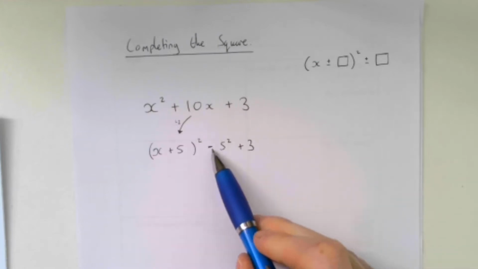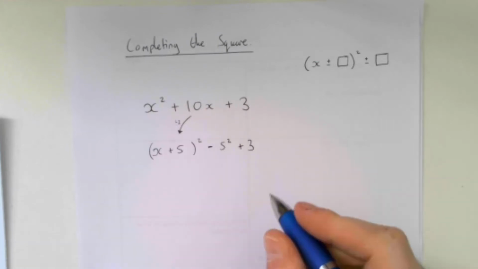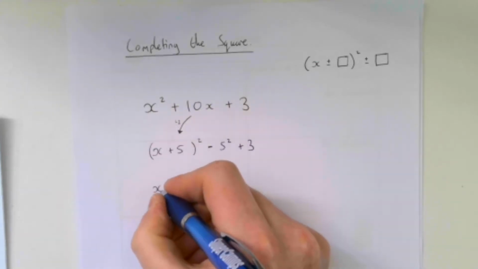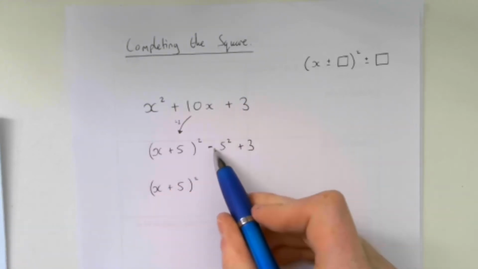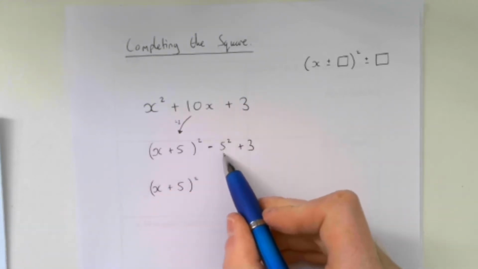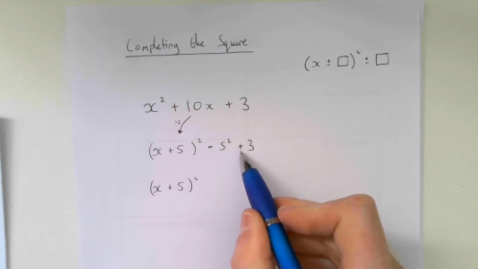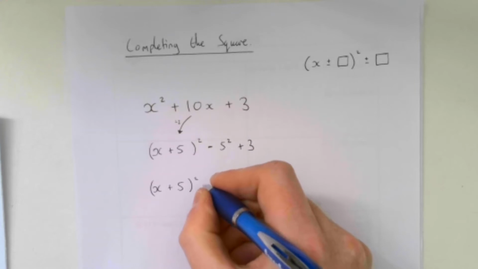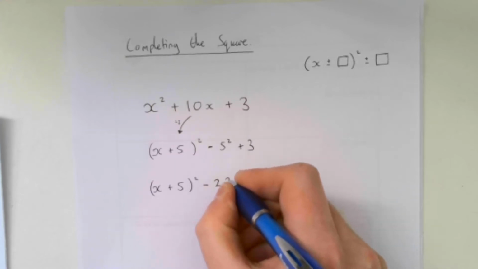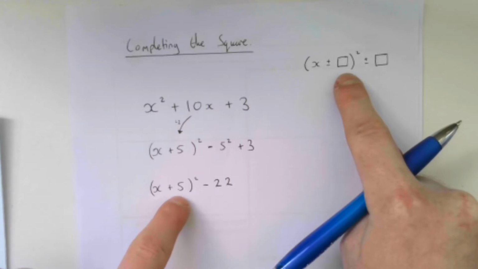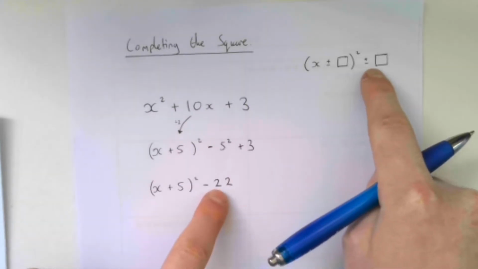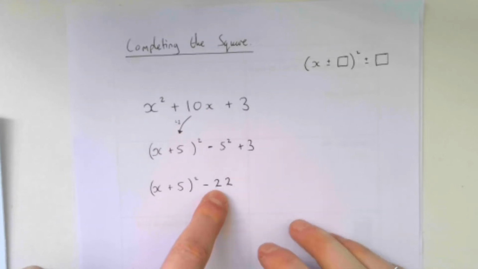Now all that's left to do is to simplify what this part is on the end. We've got what our bracket is, x plus 5 squared, and then we've got minus 5 squared, so 5 squared is 25, so this is minus 25. Minus 25 add 3 would get us to minus 22. And you can see there that it looks like this. We've got x plus 5 squared and then we've got minus 22. And it looks exactly like that. So that is completing the square.